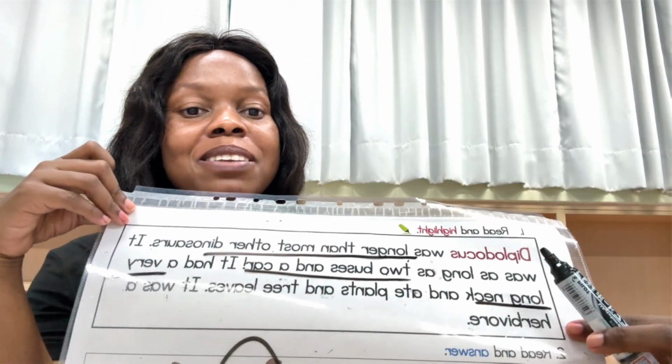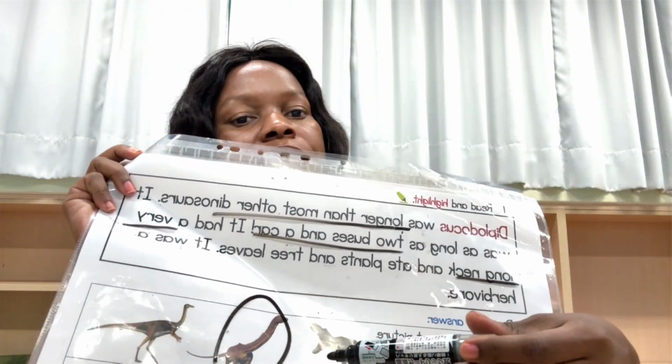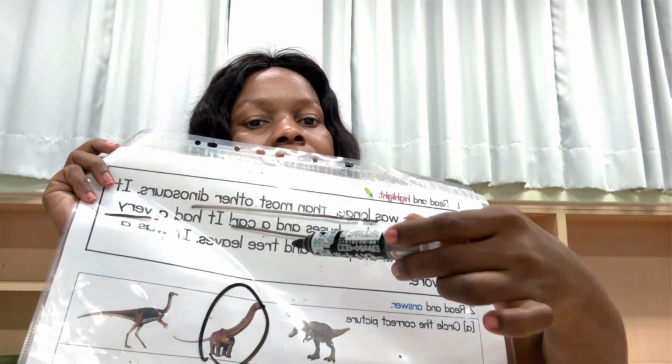That is what I mean when I say read and highlight. For you to tell me that this is the correct dinosaur, the things that you found in the story and highlighted, and you made mental pictures, and then you came to this conclusion.